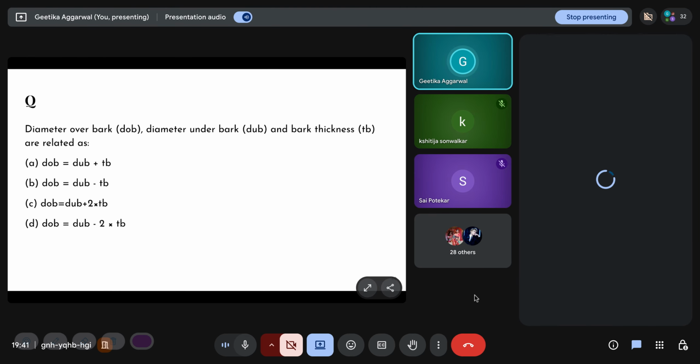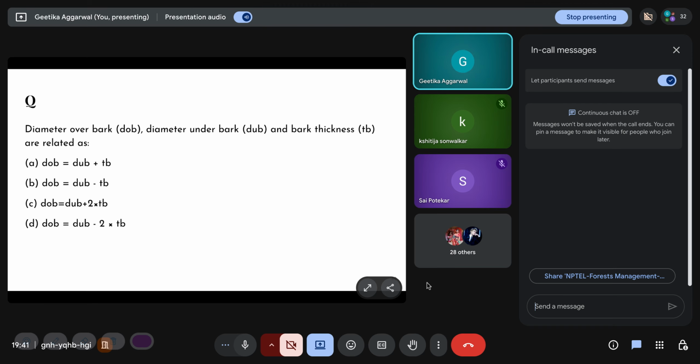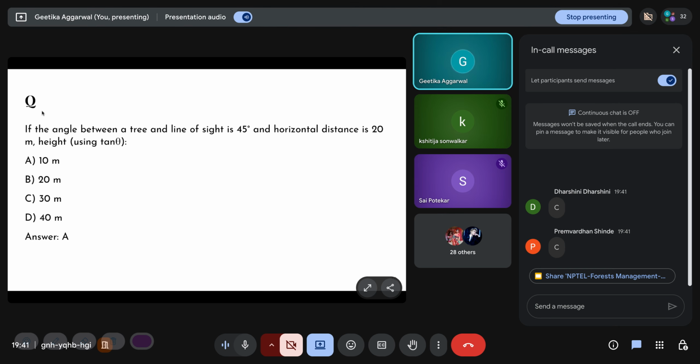Yeah, so we were at this question with the diameter over bark and diameter under bark. Sorry, my network connection is a bit patchy. I am in a field station and we don't have much internet connection here. Anyway, I hope I'm audible. The correct answer to this question is: diameter over bark is diameter under bark plus 2 TB. Yeah, you're correct, Darshini. Very good.